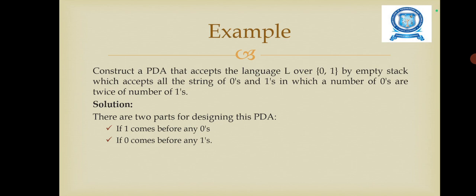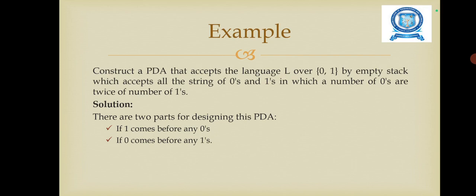Construct a pushdown automata that accepts the language L over {0, 1} by empty stack, which accepts all the strings of zeros and ones in which the number of zeros is twice the number of ones. So now let us go to the solution. There are two parts to designing this pushdown automata.